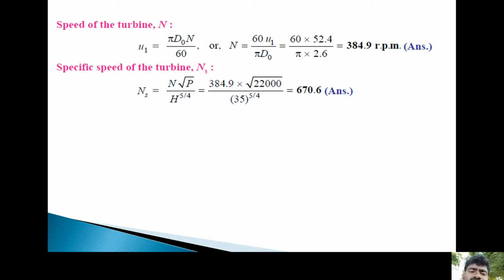Next, specific speed of the turbine, Ns. Ns equal to N into root P by H power of 5 by 4. That equal to N, already calculated, 384.9, into P, the power available in the problem, 22,000, divided by H 35 whole to the power of 5 by 4. In this equation, Ns equal to 670.6.